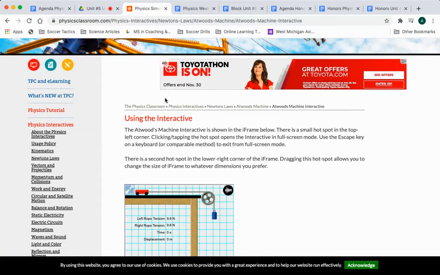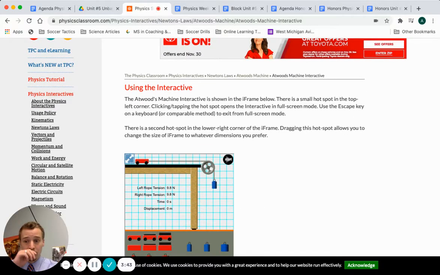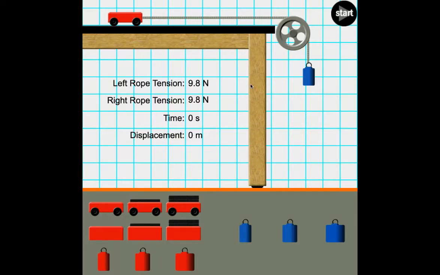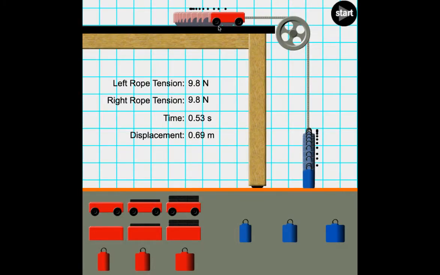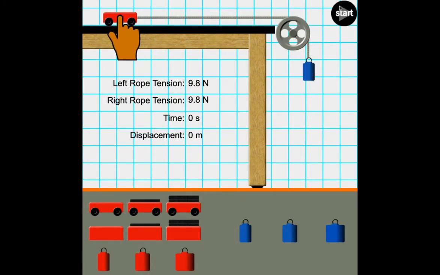Now, this is what is called an Atwood's machine. So I have an interactive here for you guys. I did put the link above the notes so you can check that out. But really what this is, again, the weight dangling off, in this case, the blue weight, and then there's the red cart on the track, and there's that pulley. So as soon as I let the weight go, you'll notice that the cart accelerates.